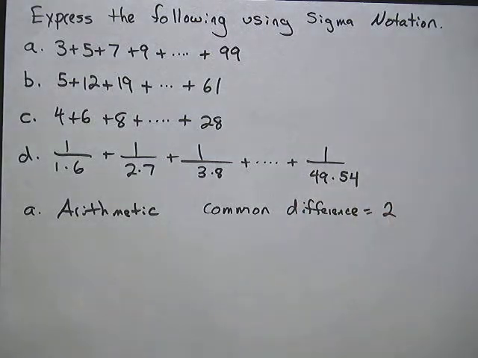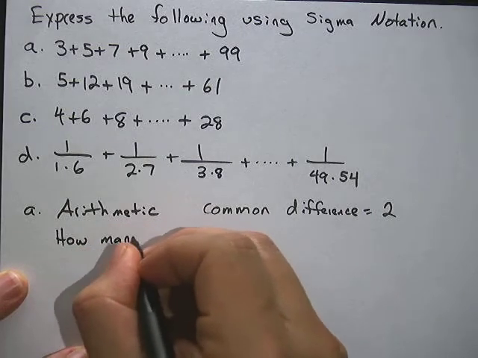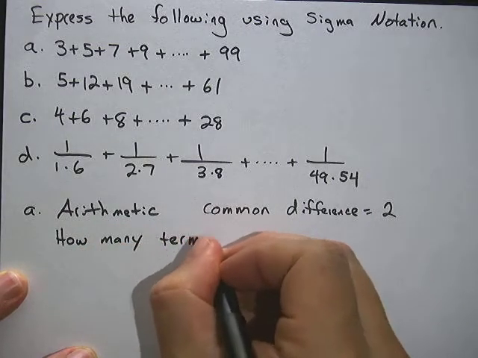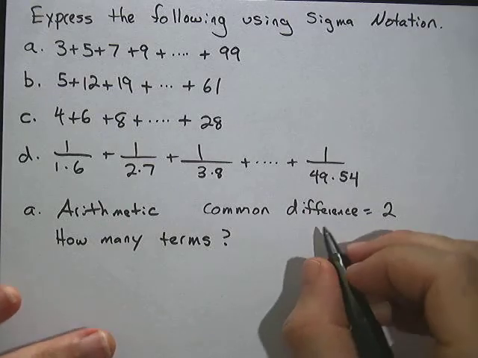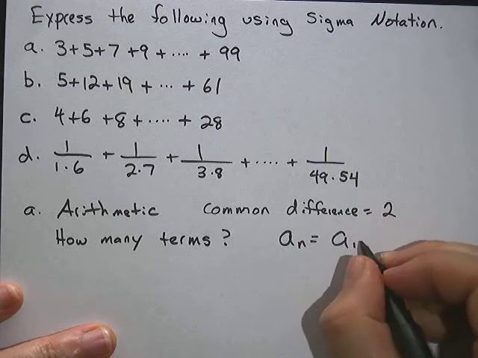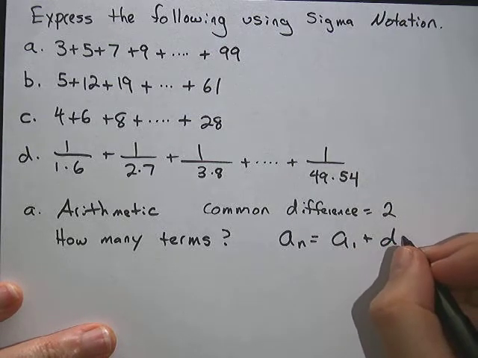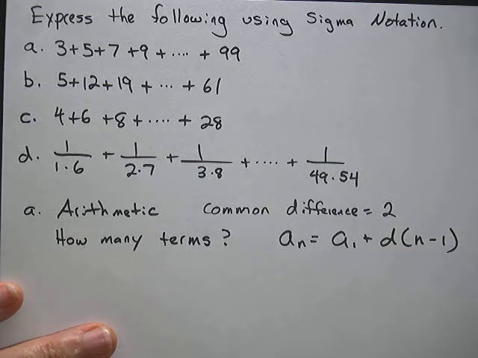So what we need to first do after we realize that this is an arithmetic sequence and find out the common difference is we need to figure out how many terms. How many terms does this thing have? Sometimes it's really easy to see. You can just look at it and deduce what it is, but sometimes it's not. So if you want to figure out on an arithmetic sequence how many terms you have, you need to use this: a sub n equals a sub 1 plus d, that's our common difference, times n minus 1. Okay, n is the number of terms. That's what we're trying to solve for.